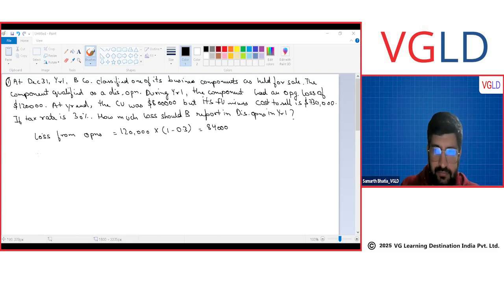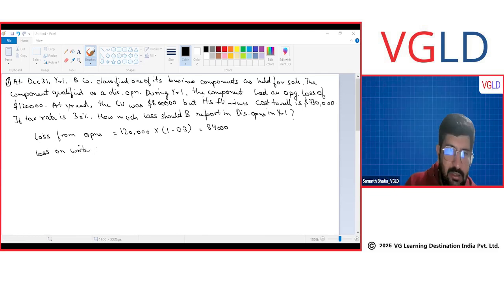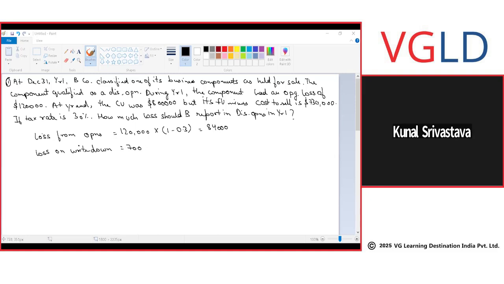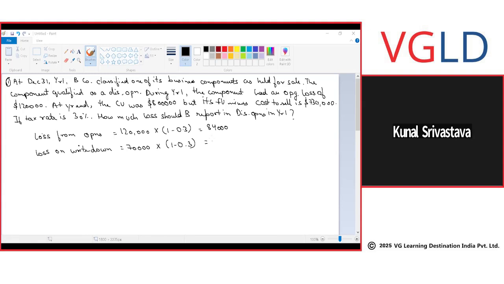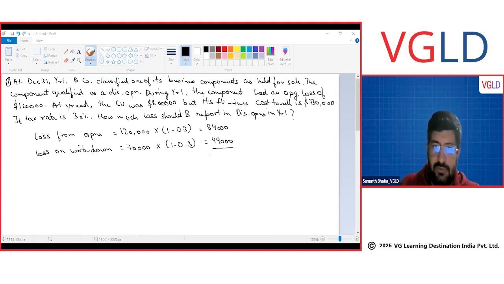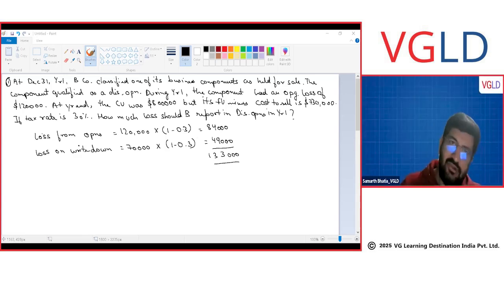Then loss on write down of asset or component, that is 70K. How? 800,000 is the carrying value and fair value minus cost to sell is 730,000. So it's going to be 70,000 into 1 minus 0.3, which is 49,000. So how much? 133,000 is going to be the answer.